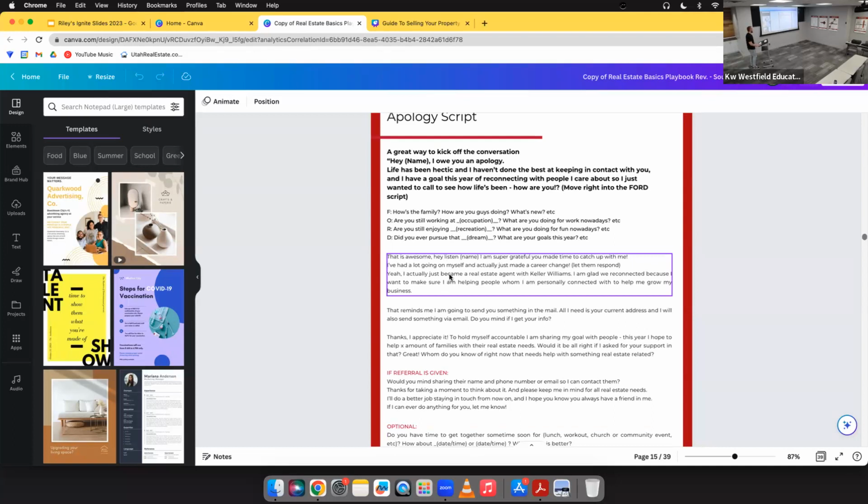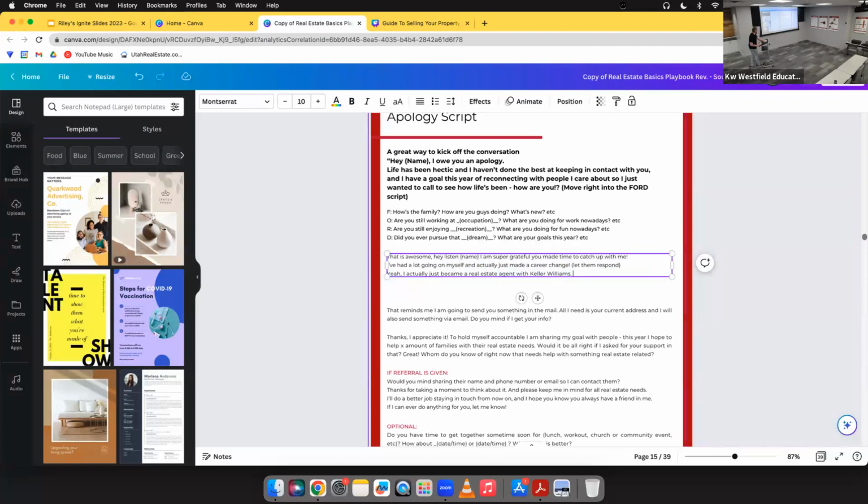And I'm going to say, yeah, I actually just jumped into real estate. I'm with KW. Here's the thing. I need to update this. This is the script I have not updated. It used to be longer. I'm going to just cut it out. So check it out. Actually became a real estate agent with KW. Maybe say whatever you want. It's been awesome. I really enjoyed it.